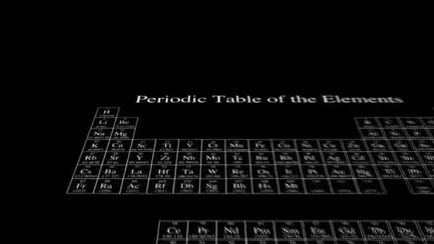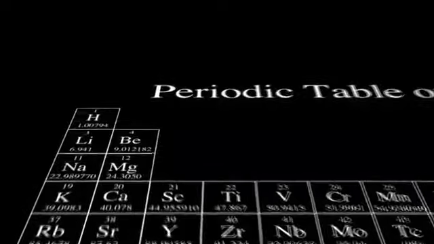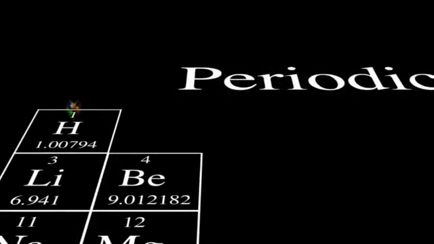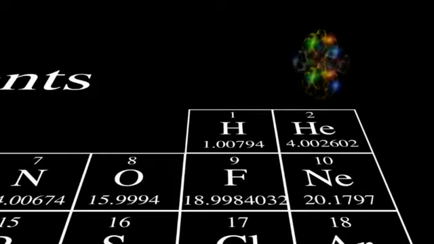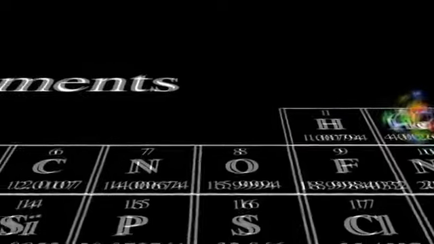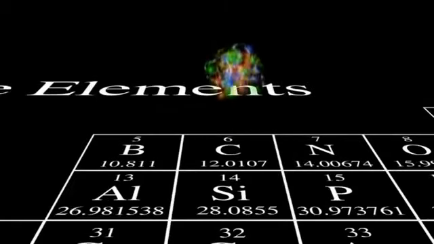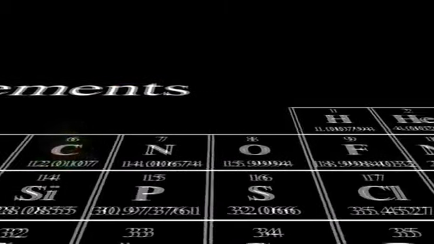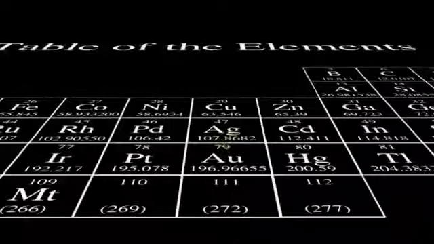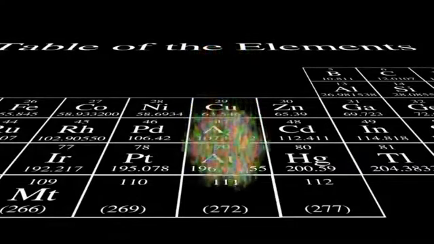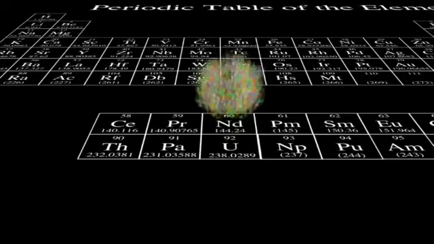These protons and neutrons can then combine to form the nucleus of each element in the periodic table. 1 proton in the nucleus makes hydrogen. 2 form helium. 6 carbon. 8 oxygen. 79 is gold. And 92 uranium.